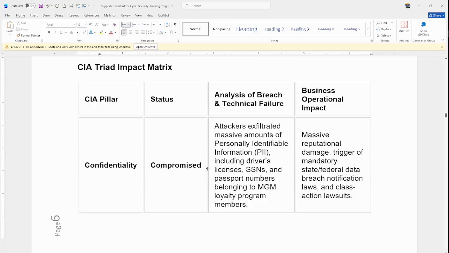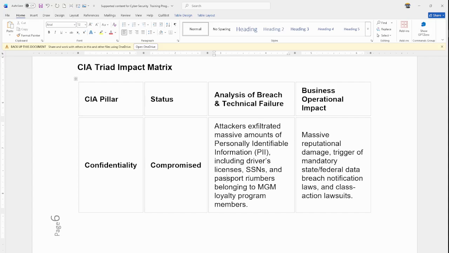Now we will see the CIA here. Confidentiality is compromised. He exfiltrated, meaning he copied, massive personally identifiable data. If I can identify you with any personal information, that is called PII: your name, your age, your gender, your religion or your location. That is a PII breach, which is a very serious breach.